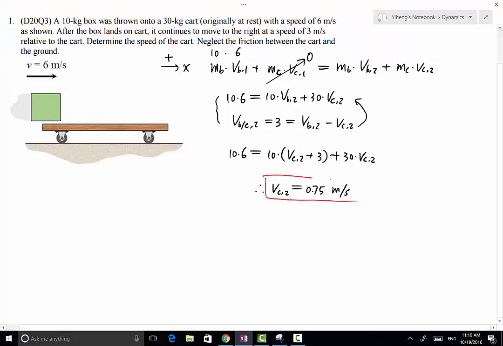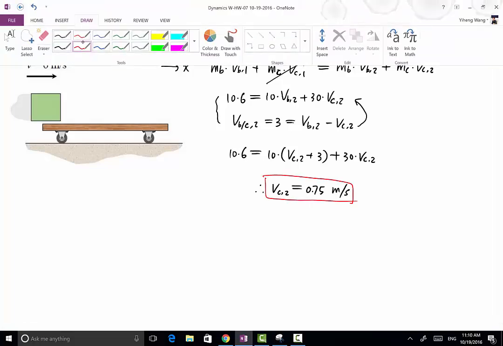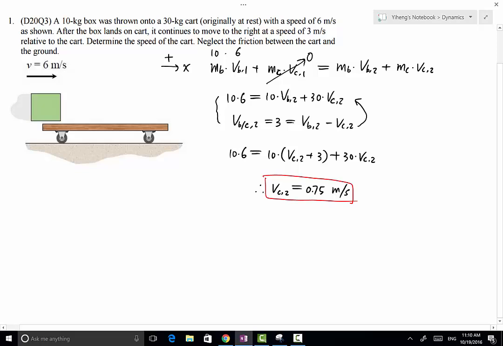And that's the answer to this problem. We're not asked to do so, but if you want to, you can solve for VB2 as well, and that will simply be 3.75 meters per second. Both velocities are to the right.